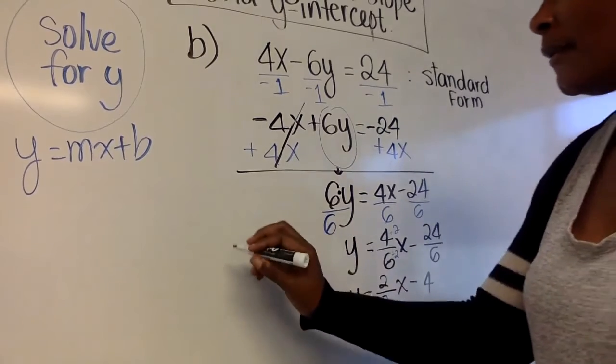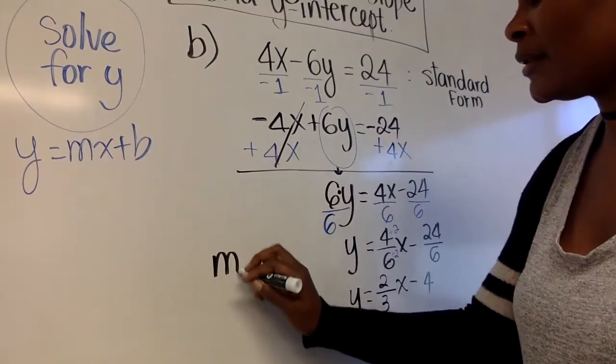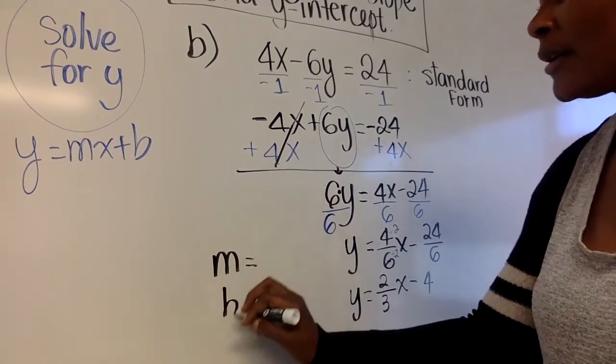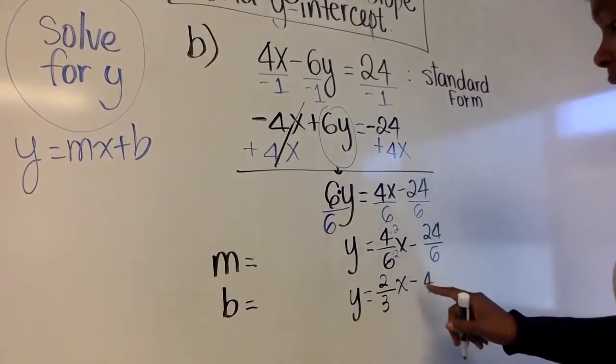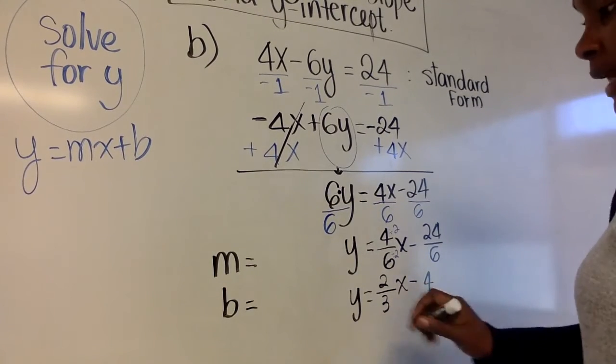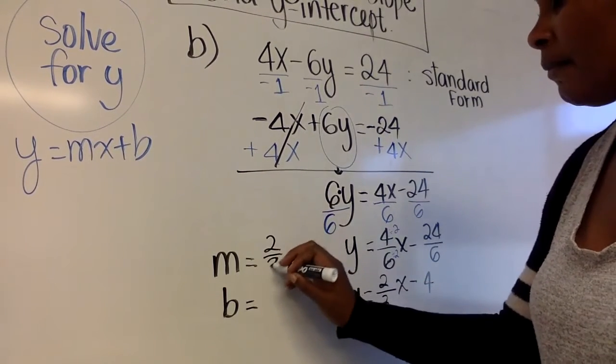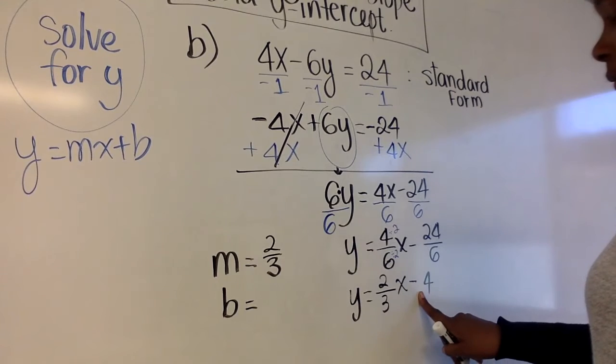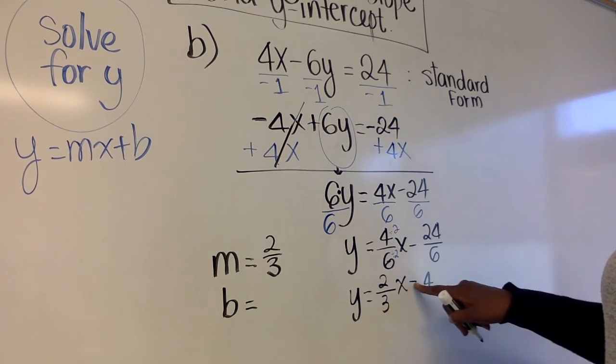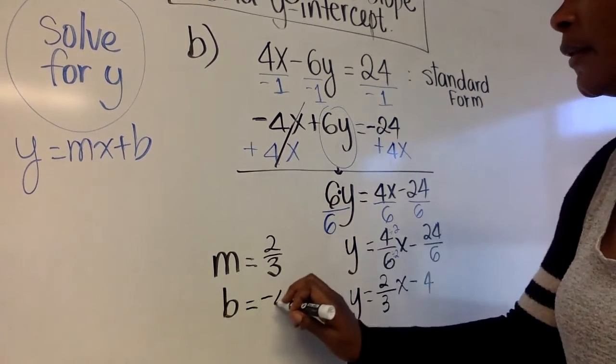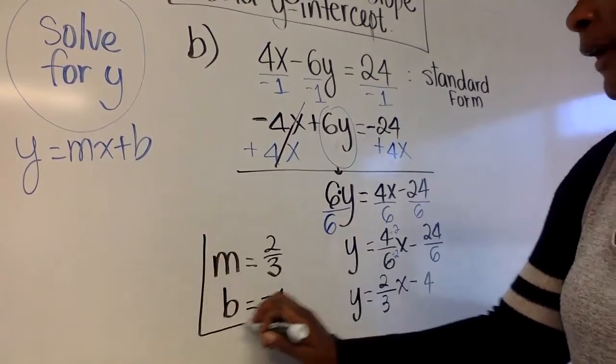And now we can identify, because they ask you to write what m is equal to and what b is equal to. So given this equation, what is m? It's 2/3. What is b? It's 4, because 4 has a negative, so it's -4. So this is your final answer.